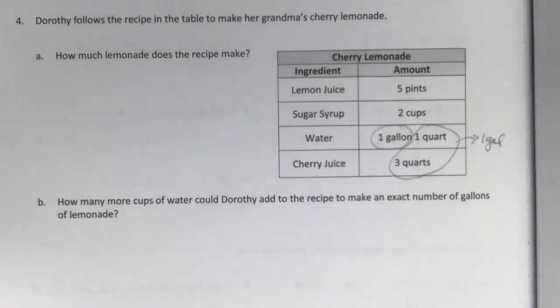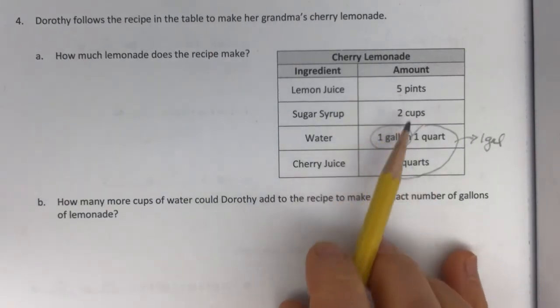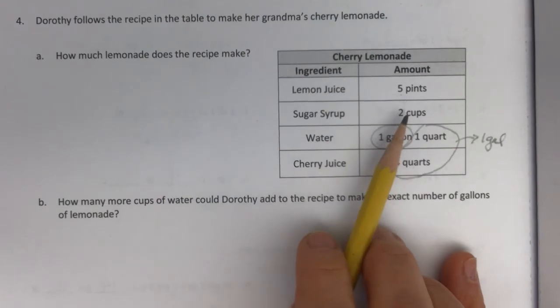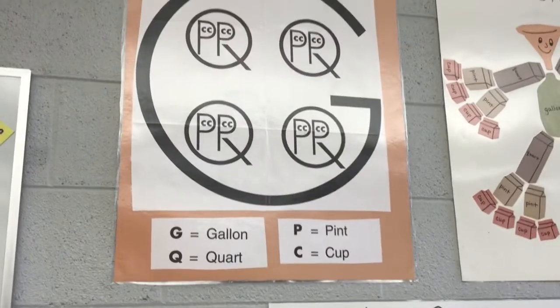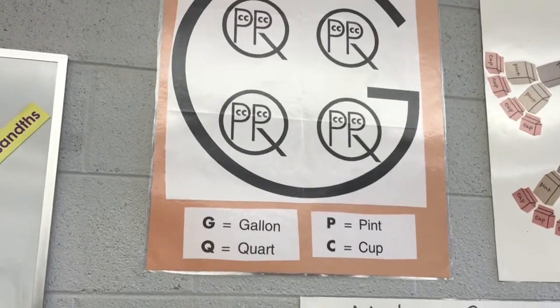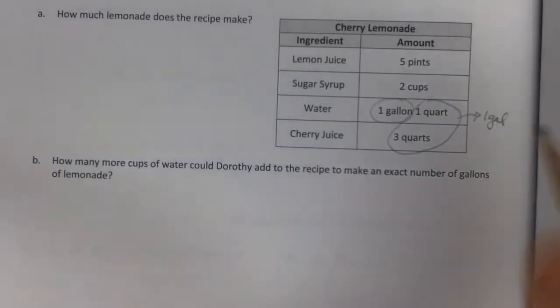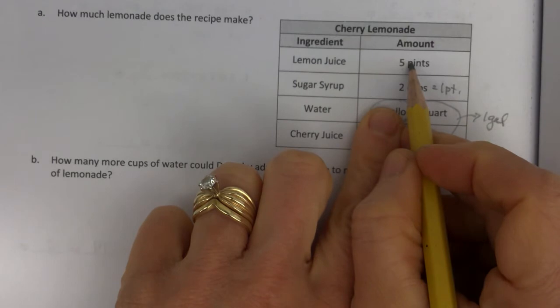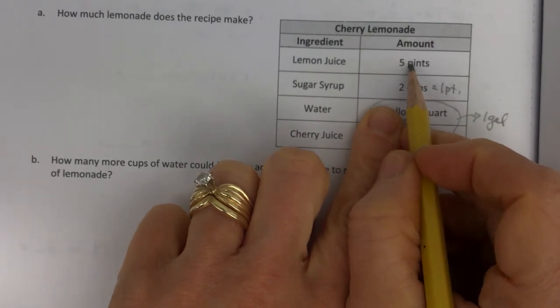Okay, well, that helps. Now let's see what I'm down to. 5 pints, 2 cups. Well, let's look at our chart. 2 cups. I know 2 cups is equal to what? 2 cups is equal to 1 pint. Well, so if this is 1 pint and 5 pints, that gives me 6 pints.